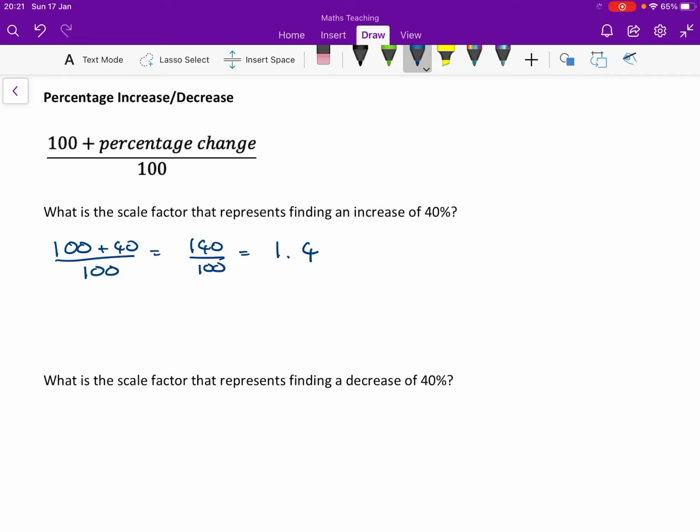As I said before, you may be able to just spot an increase of 40%, 1.4. You know it, or you recognise what that is. But this is the formula that you can always go through if you need to find it.